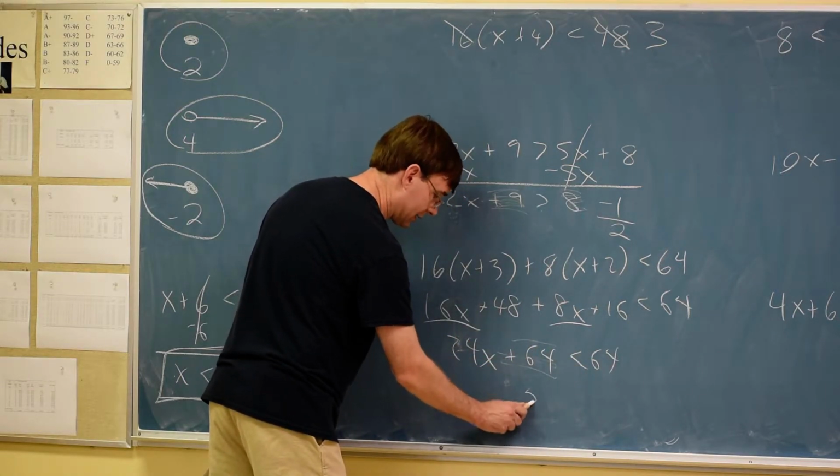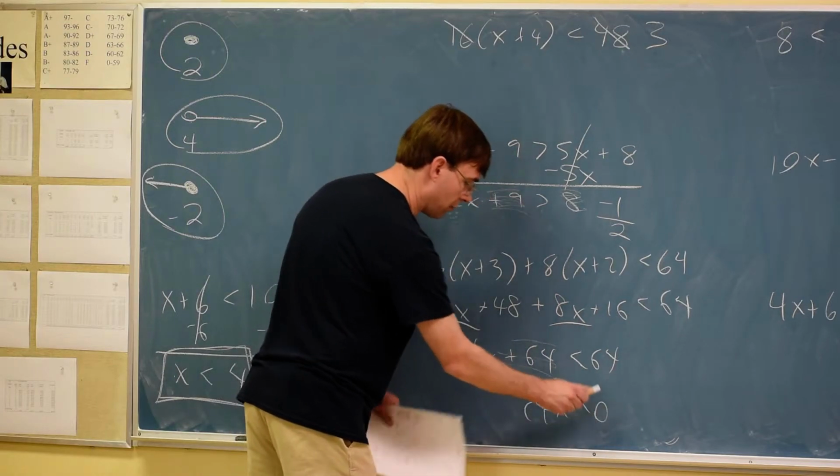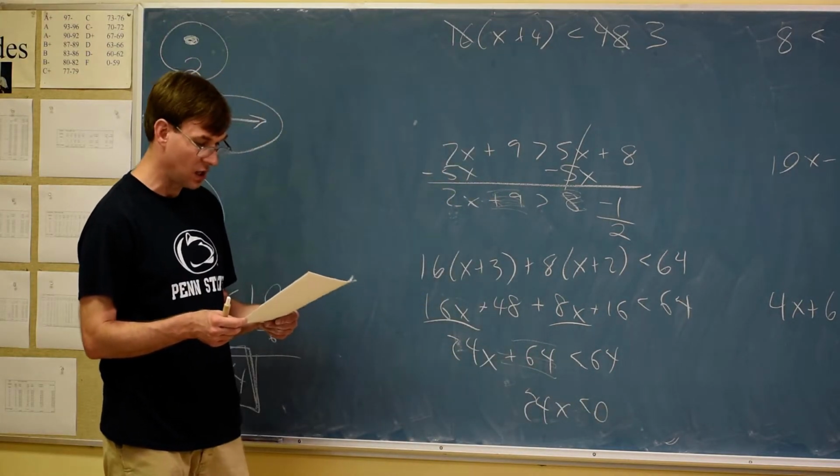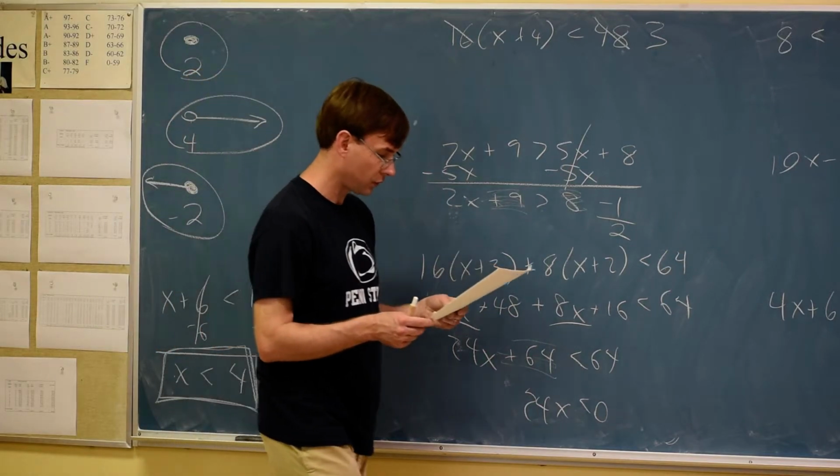Opposites will subtract 64 to get 0. And when you divide, it's just stuck on 0. X is less than 0.